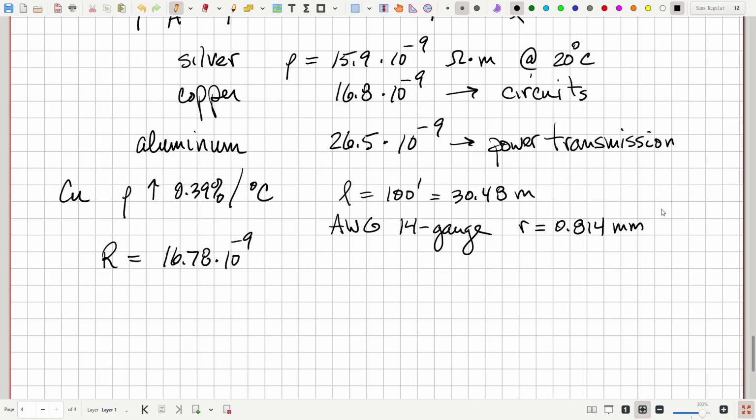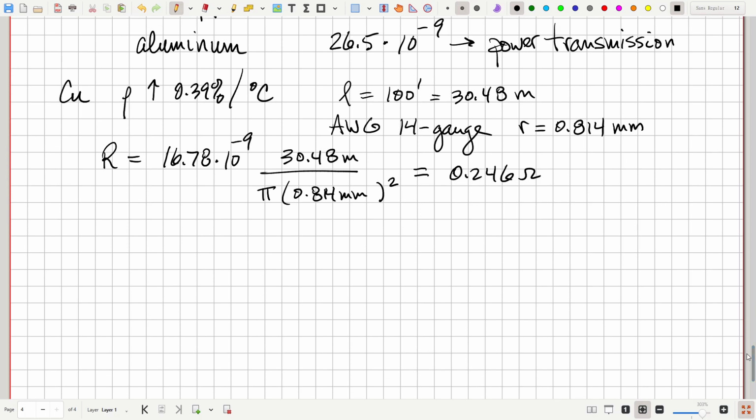So our resistance is equal to our resistivity times the length, which is 30.48 meters, over the cross-sectional area, which is pi r squared. And because the resistivity is in ohm meters, this is going to be ohms. Punch those numbers and you get 0.246 ohms. So 0.246 ohms for 100 feet of 14 gauge wire.